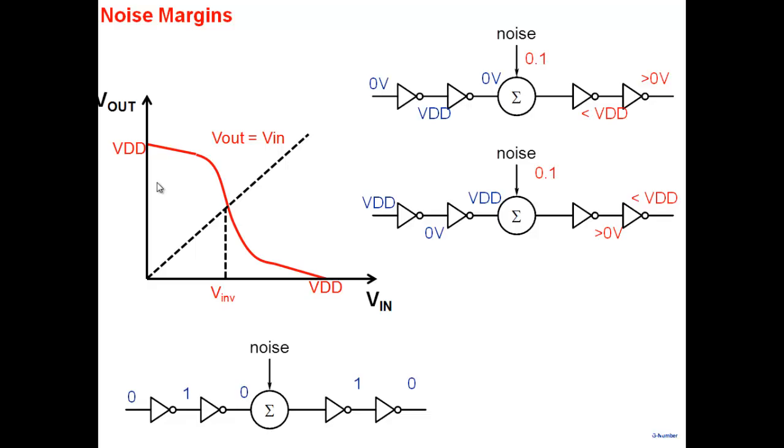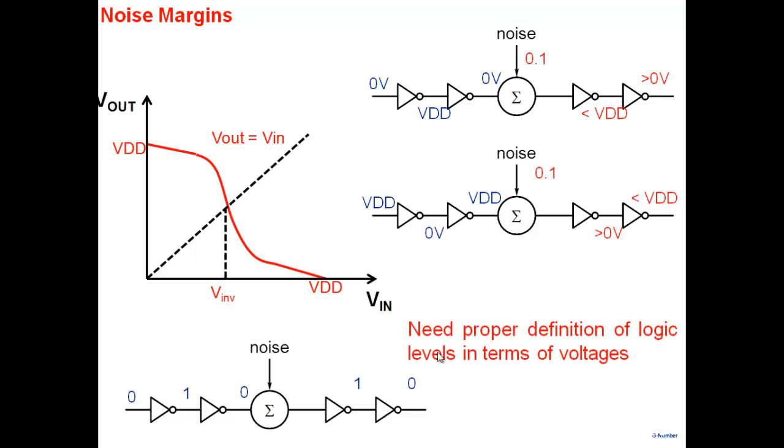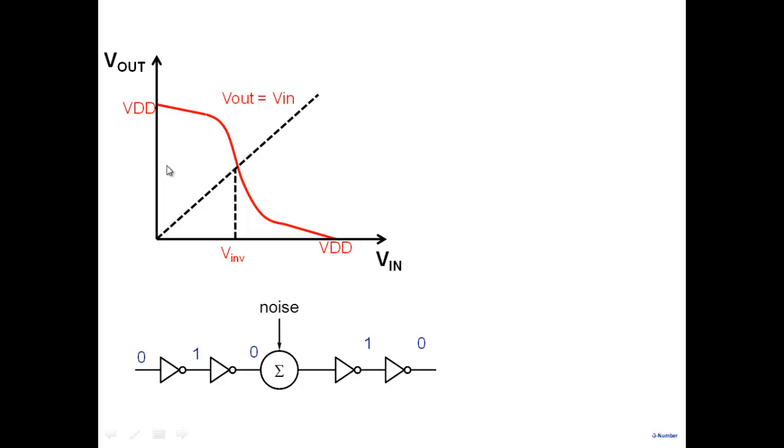That's the problem that we are addressing. Okay? So we need a proper definition of logic levels in terms of voltages. Now, how should you define it? Your goal is to map these logical values to voltages in such a way that your noise margins are maximized. We need a definition of logic 0 and logic 1 such that the noise margins are as large as possible.